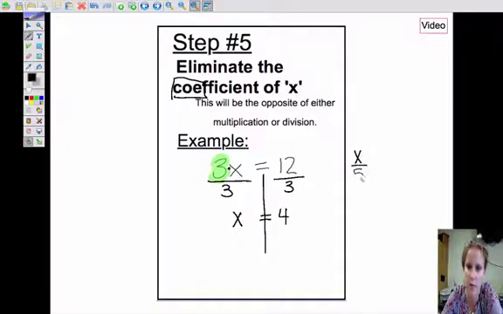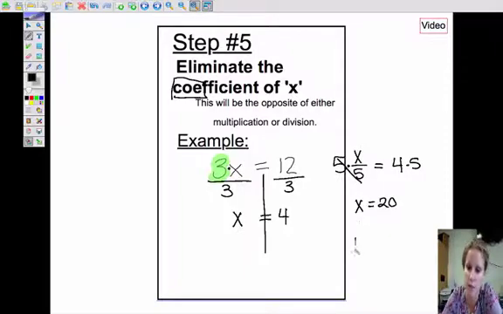X divided by 5 equals, let's say, 4. Now, x divided by 5 is equal to 4. So to undo that division, we need to multiply by 5. And then 1/5, or dividing by 5 times 5, is again going to be 1. So we have 1x equals 20.